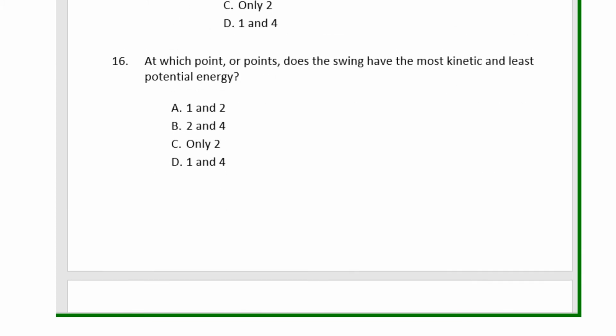Number 16. At which point or points does the swing have the most kinetic and least potential energy? A, points 1 and 2. B, points 2 and 4. C, only point 2, or D, points 1 and 4.